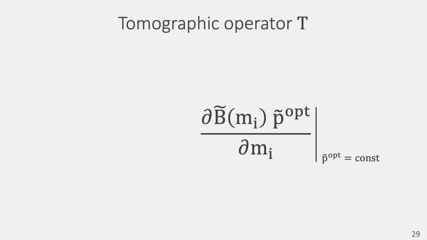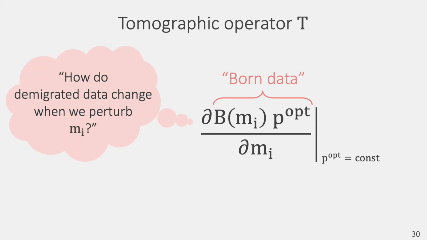So to simplify things, consider the non-extended case. So B is simply the conventional Born modeling operator, and P is a non-extended image or a reflectivity model of the subsurface. Notice that the term BPopt lives in the data space and is obtained by demigrating the reflectivity Popt. We say that BPopt is some Born data. Here, note that the demigration is performed with a background velocity model Mi. Therefore, the tomographic operator tells you how this demigrated data change when we perturb the velocity model Mi using the same reflectivity. The action of T can be summarized with a dimensional analysis.